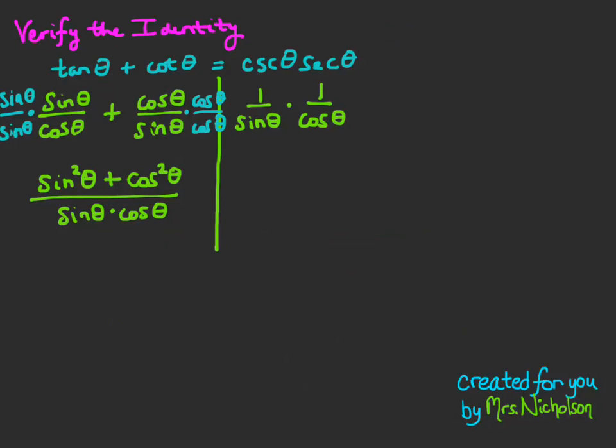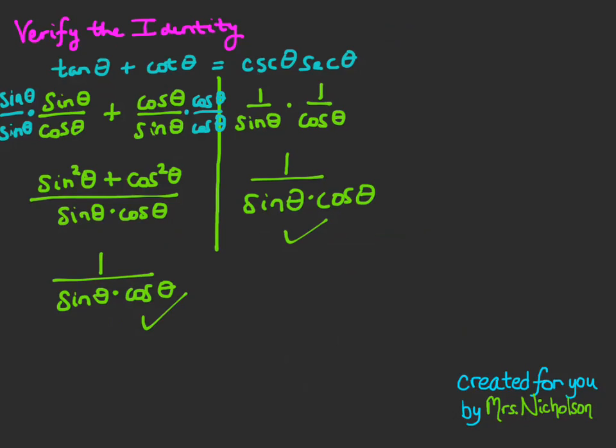And if you look at your Pythagorean identities, or if you happen to already know them, you know that sine squared plus cosine squared is equal to 1. So I'm going to change that to 1 over sine theta times cosine theta, which I do believe is now equal to, it doesn't look exactly like the other side, but I could write this as 1 over sine theta times cosine theta. So both sides of my identity are now the same, verifying that the original equation is always equal. Let's try one more of these.